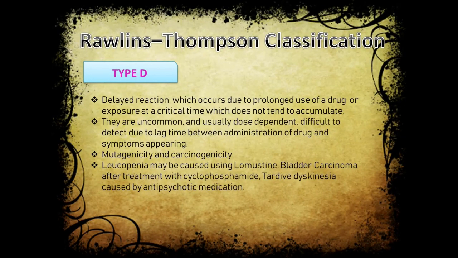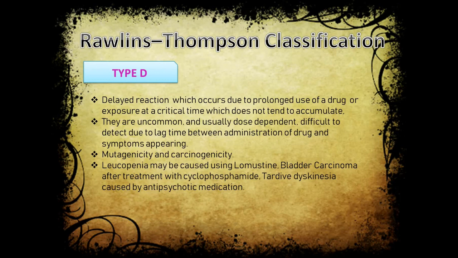Type D is also somewhat related to type C, but the difference is that here the dose does not tend to accumulate, which occurs in type C reactions. These are delayed reactions which occur due to prolonged use of a drug or exposure at critical times, which does not tend to accumulate. They are uncommon and usually dose dependent, and difficult to detect due to the lag time between administration of the drug and appearance of symptoms. Mutagenicity or carcinogenicity are examples of type D reactions.